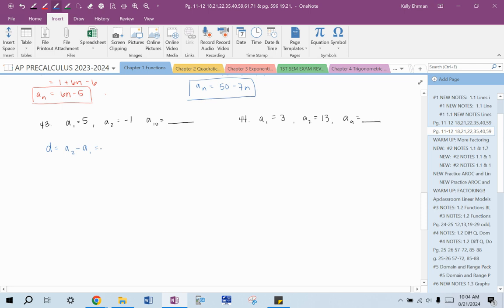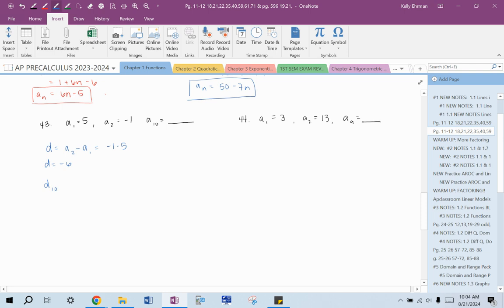Okay, so that is negative 1 minus 5. And the order matters because it tells you whether, in this case, we're supposed to subtract 6 to get to the next term. But if you subtract backwards, you're going to get add 6 and you'll get the wrong numbers. Okay, so common difference is negative 6. Now the 10th term is not terrible. You could just keep subtracting 6 until you get to the 10th term. But let's just use our formula.